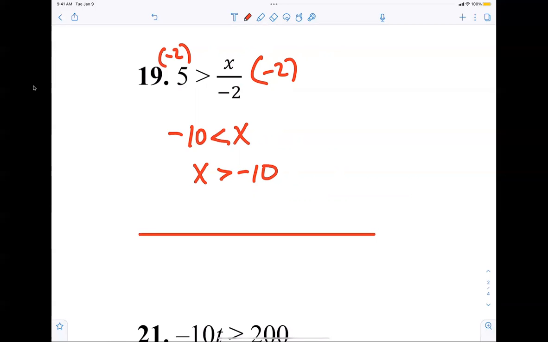So here we go. Tell me about the two numbers. -10 and 10. And what kind of dot? Open. Going in which direction? Right. Easy, easy, easy. Okay, yes, ma'am, good for you.